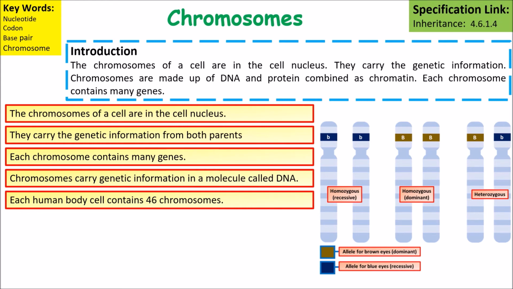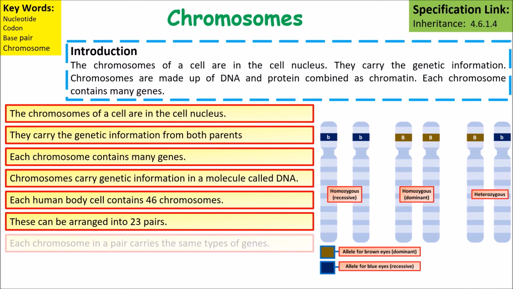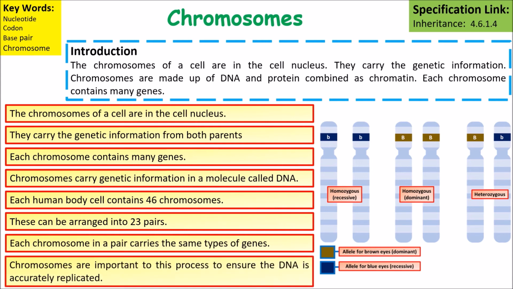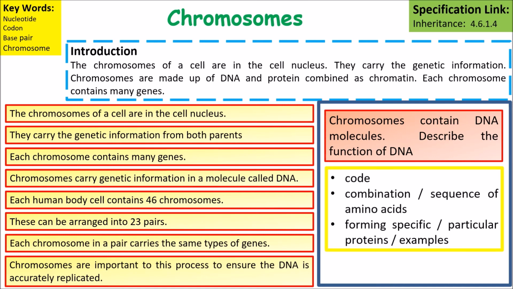Each human body cell contains 46 chromosomes. These can be arranged into 23 pairs. Each chromosome in the pair carries the same type of genes. Chromosomes are important to ensure that DNA is not damaged during replication. So chromosomes contain DNA molecules. Describing the function of DNA, it acts as a code to sequence amino acids, which form specific types of proteins.